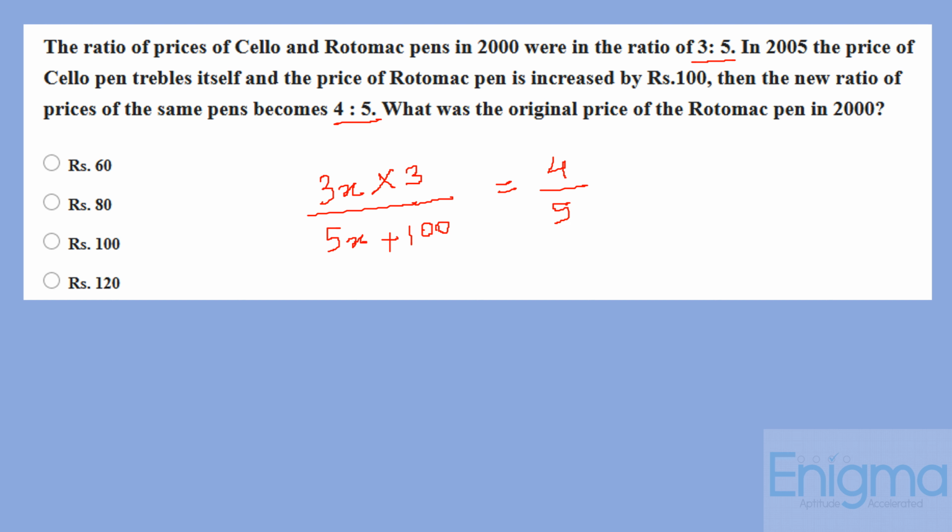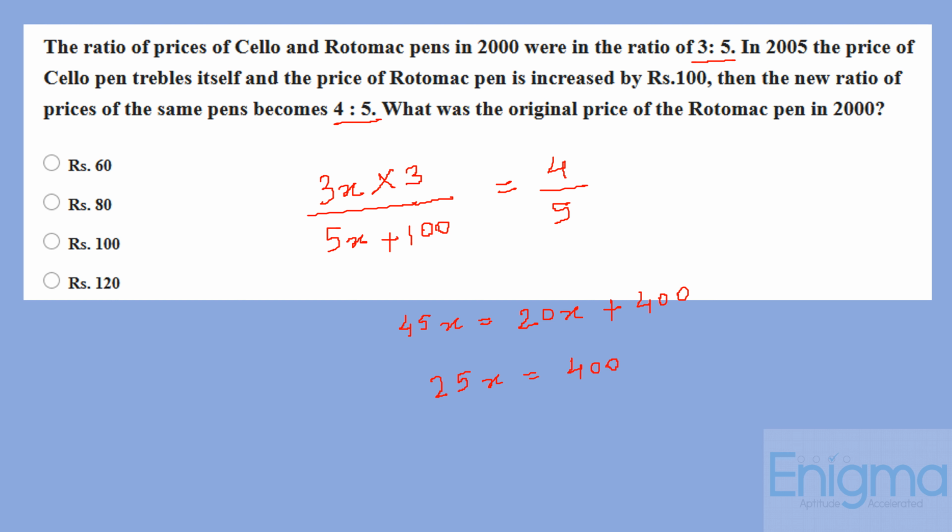Now, we can cross multiply. This is 9x. So 9x into 5, we get 45x is equal to 20x plus 400. Okay. So solving this, we get 25x is equal to 400.